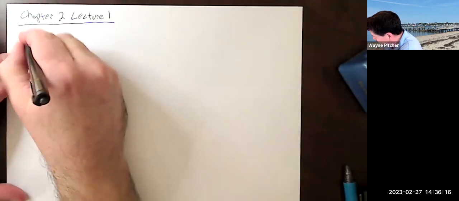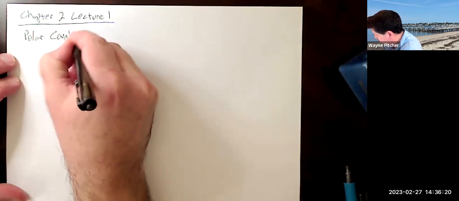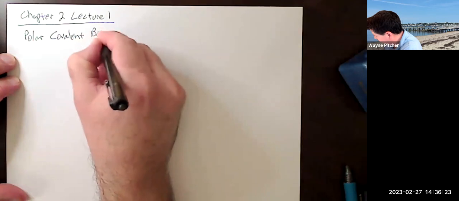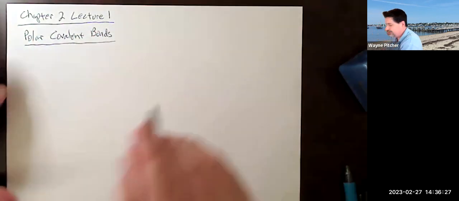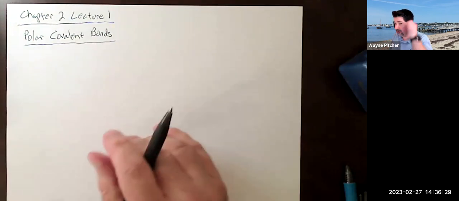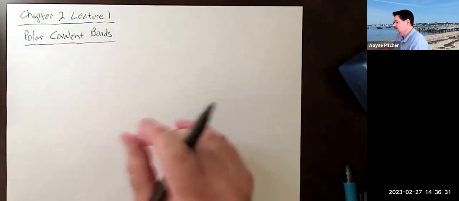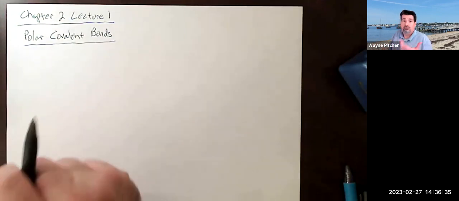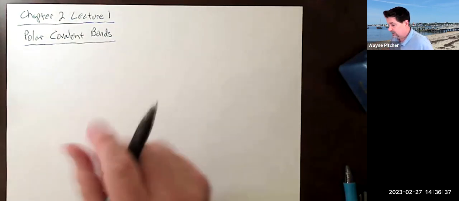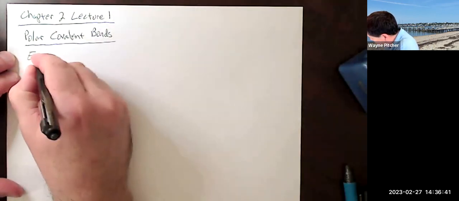Anyway, let's take a look at polar covalent bonds. Now, these will enter into how things react. They'll enter into some of the properties of acids and bases, and also enter into solubility, which we'll see in lab. So let's look at an example here.